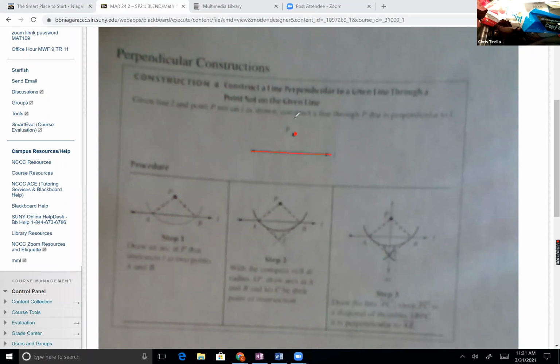We could, I'm sorry, did you ask for the median or did you ask for the altitude? You asked for the median. I apologize. That's okay.